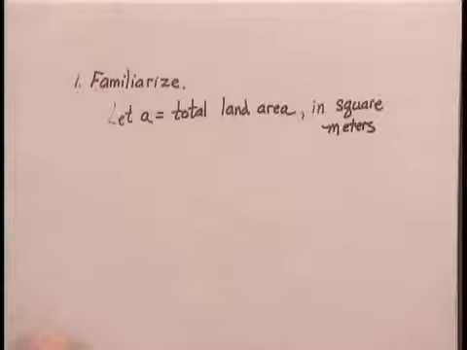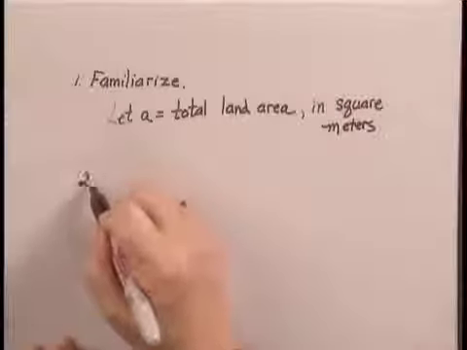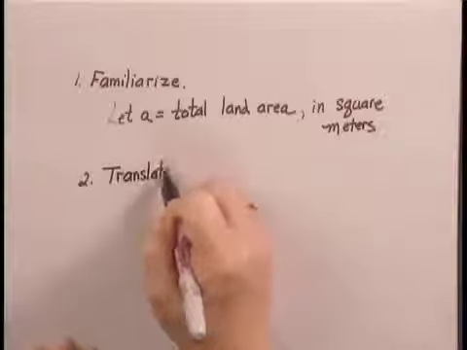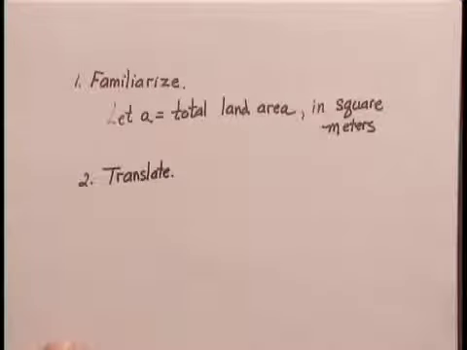Now, since we're combining the areas of the states, we want to add. So we're ready for our next step, which is translate. To translate this situation into mathematical language, we know that we want to add the areas of the states. So we write an equation that shows we're going to add these areas.